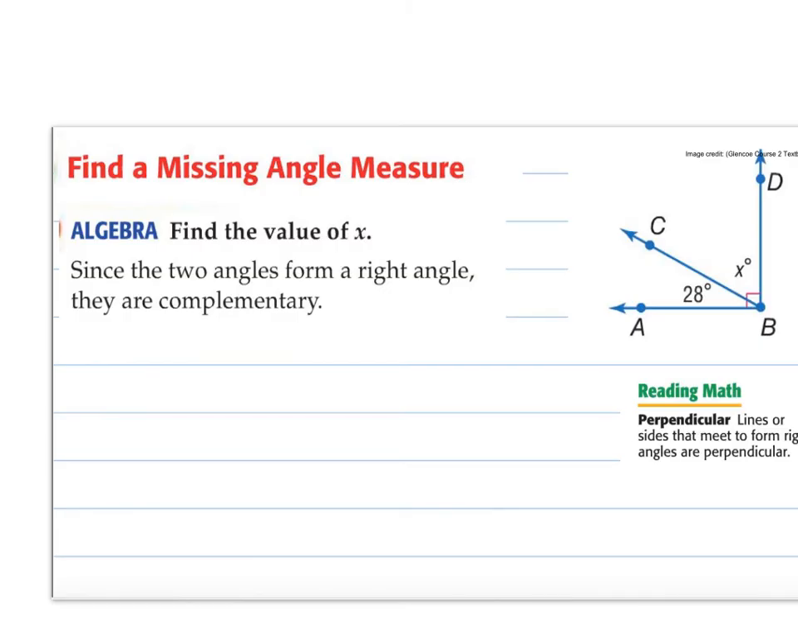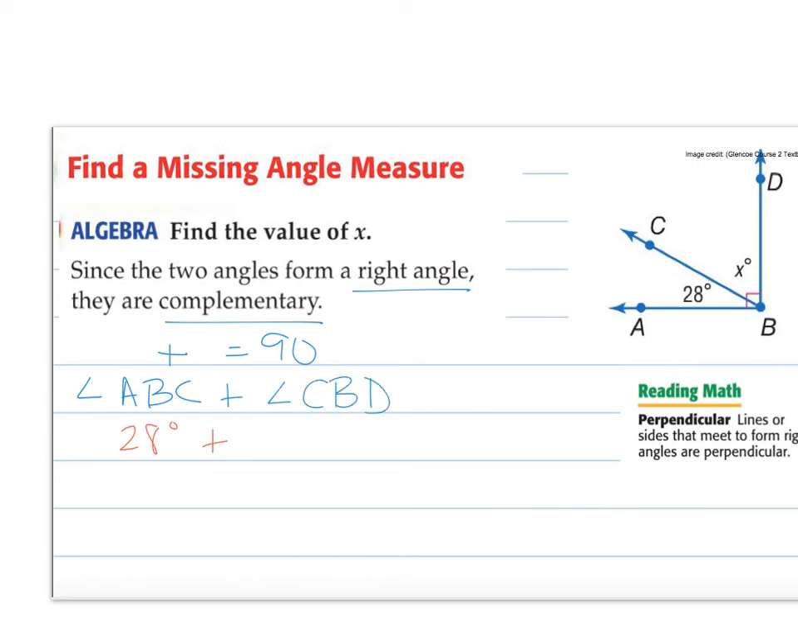All right, finding the missing angle measure. So we're going to apply some algebra here. What we already know when we look at a right angle is that they're supposed to be complementary. So that means the angles are supposed to add to equal 90. So what I notice is that angle ABC, which is right here, has a measurement of 28 degrees. And I know that that measurement plus angle CBD, which is right here, should equal 90 degrees.